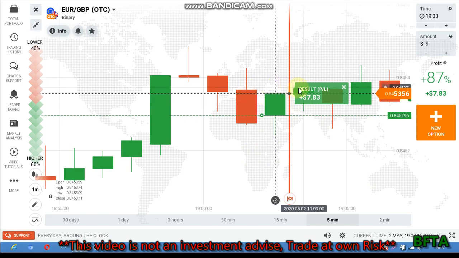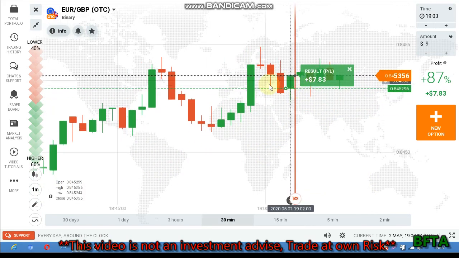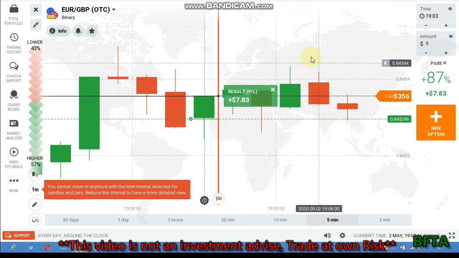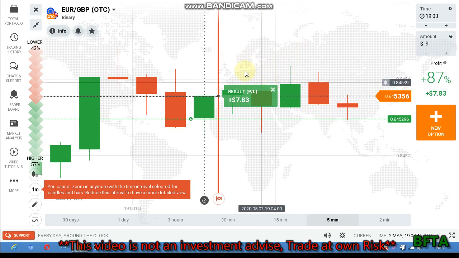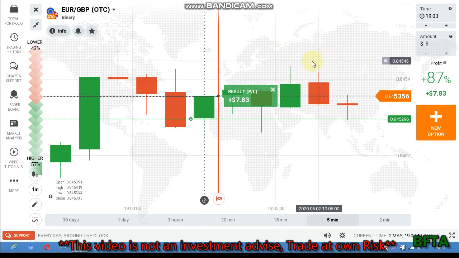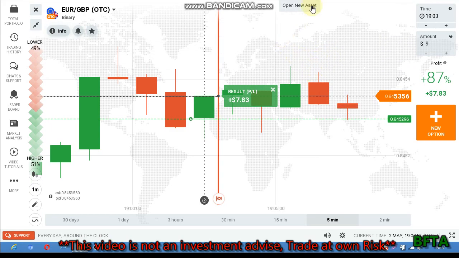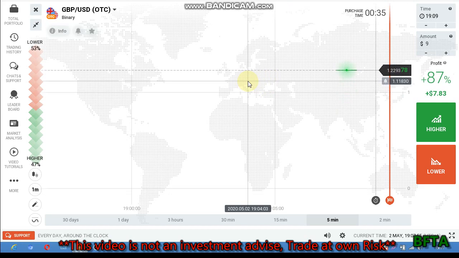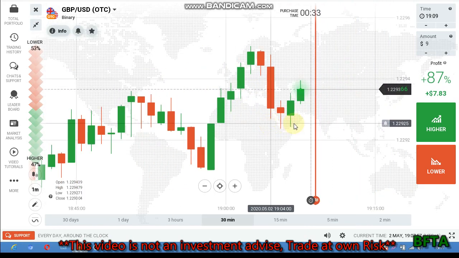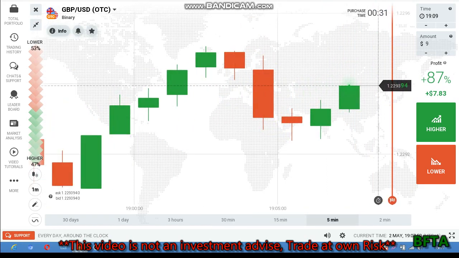You can place your trade like this on the real market, not only the OTC market, if you are familiar with the candlestick. But if you are a new trader, you cannot trade like this. Now you can see that this candle is a, okay, not this one.